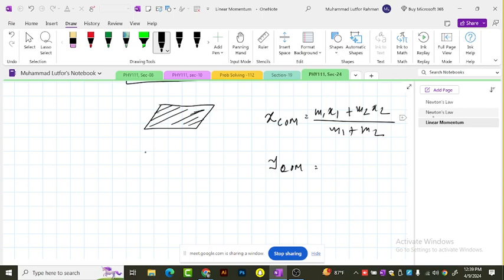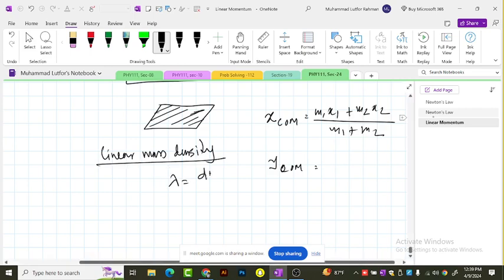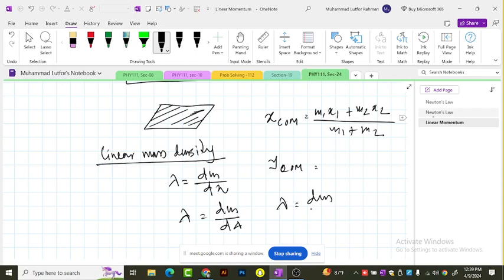To find that, I will define a parameter called linear mass density, lambda, which is mass per unit length. If this is two-dimensional, I can write mass per unit area, dA. Or for the three-dimensional case, I will define mass per unit volume. This is the definition I am defining, linear mass distribution.